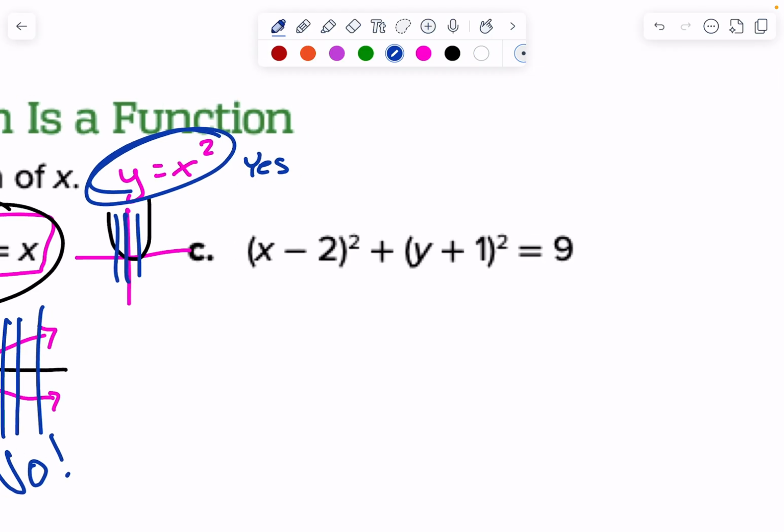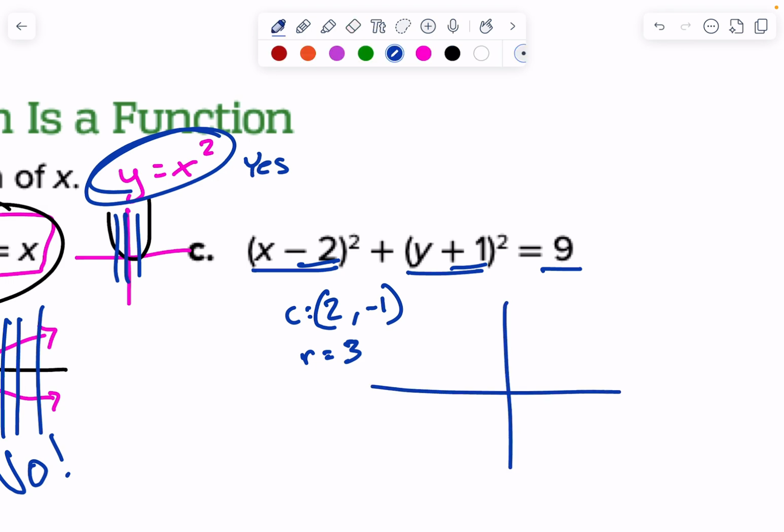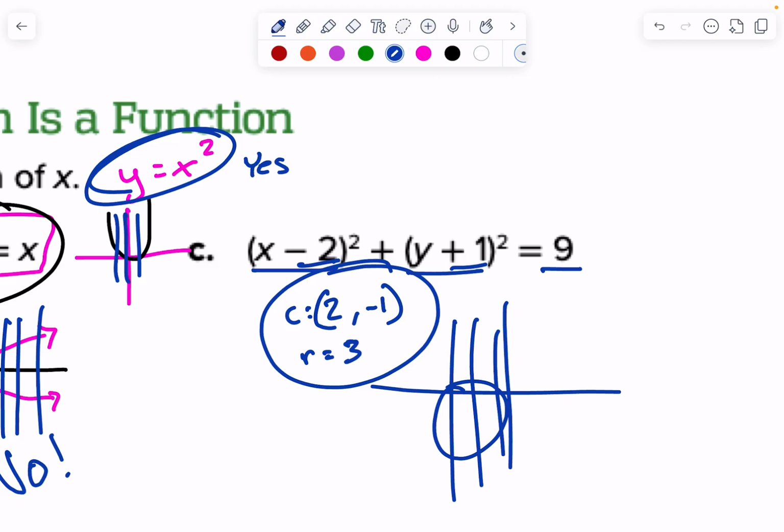This one, what does this one look like? This is the equation of a circle, centered at 2, -1, opposite sign, and the radius is 3. So we have a circle. If I think about what the graph of a circle looks like, wherever it's positioned, 2, -1, doesn't really matter, it's not going to pass the vertical line test, right? We didn't even have to graph it. We didn't even have to locate the center and the radius to know that that one's going to be a no. If it's the equation of a circle, it's not going to pass.